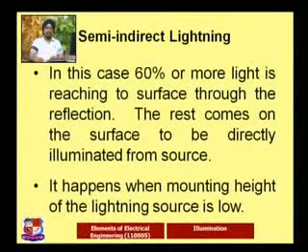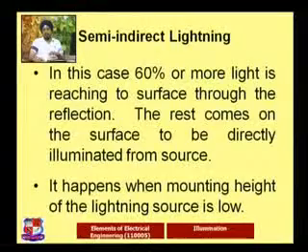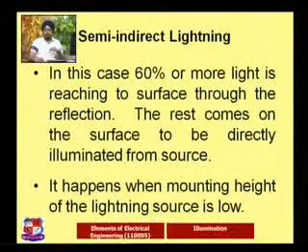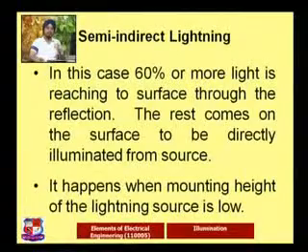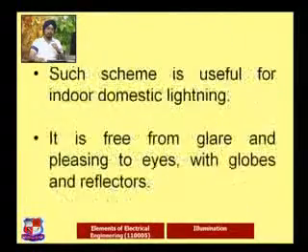So that is why it's known as the semi-indirect lighting scheme. It happens when the mounting height of the lighting source is low. So if the source height is low, the direct light will be lesser, but the indirect lighting is going to be higher.